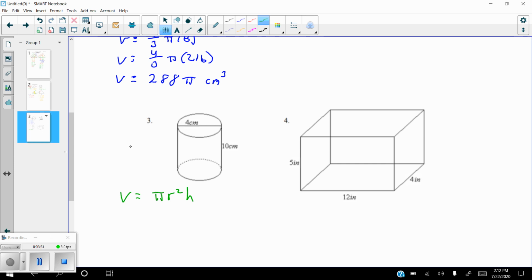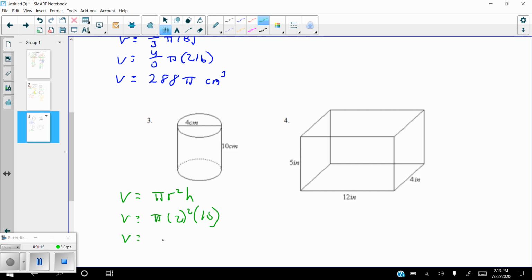So in this case, we need the radius and the height. Well, they gave us the height's 10 centimeters. They gave us the diameter, however, of the top. So really what we need is half of that diameter, because half of the diameter is the radius. So our radius here is going to be 2. So our volume is pi times 2 squared times the height, 10.